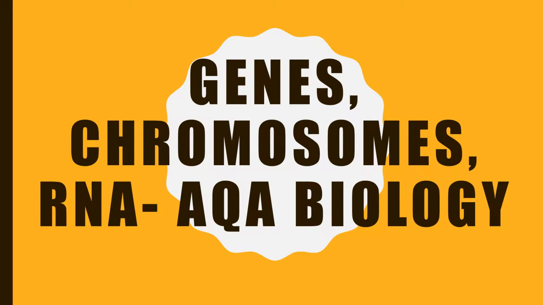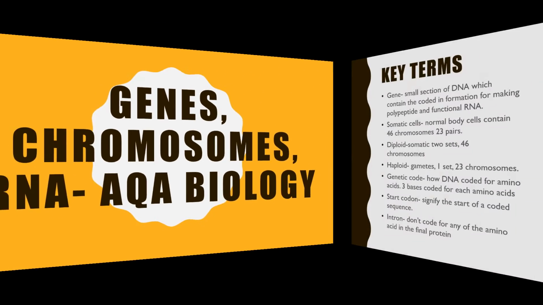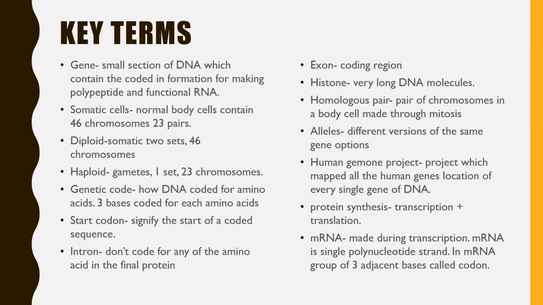Genes, chromosomes, RNA, AQA Biology. Key terms. Gene: a small section of DNA which contains the coded information for making a polypeptide and functional RNA.